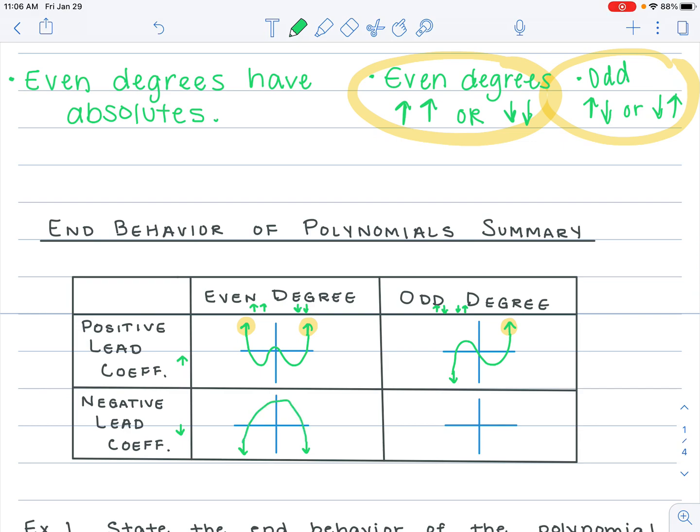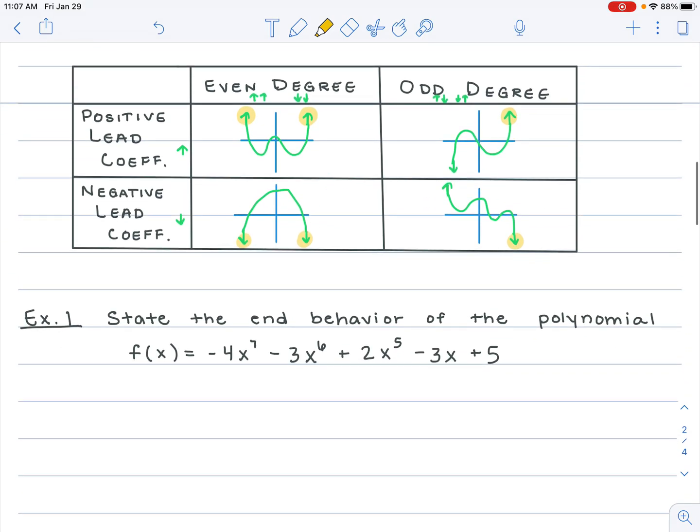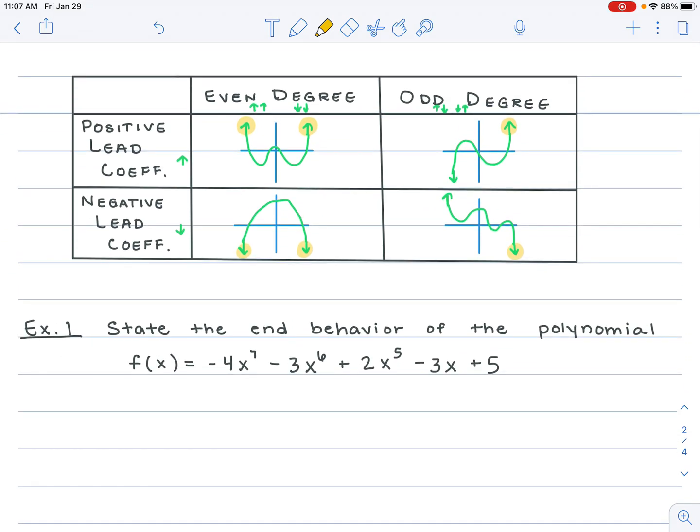For negative, we know our second arrow is going to be facing down. And since it's an even degree, they both face down. So it could look something like this. Again, both those arrows are facing down. If it's a negative leading coefficient in an odd degree, your second arrow is facing down, but your first one's facing upward. So the odd degree tells you that we're going different directions, even degree says the same direction, and the coefficient tells you what that second arrow is facing.